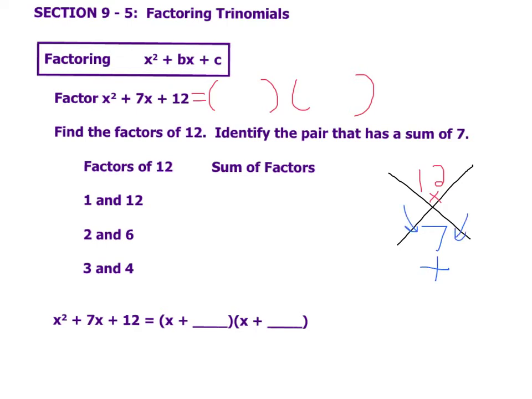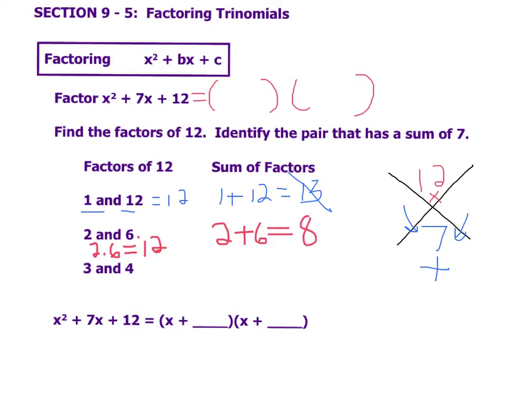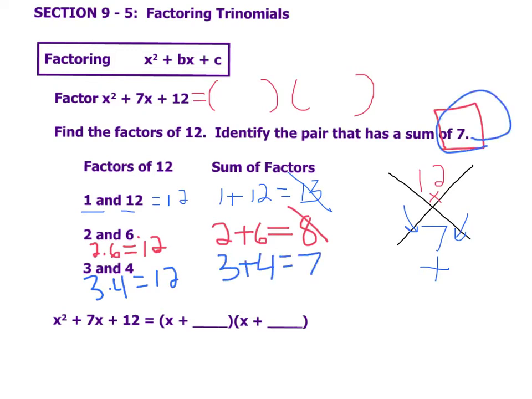So let's try this. Well, 1 multiplied to 12, that equals 12. But if we add 1 plus 12, we get 13. So that will not work. 2 multiplied to 6 is 12. That's true. Let's try adding them. 2 plus 6, well, that equals 8, and we want it to equal 7. So that won't work. Lastly, we know that 3 multiplied to 4, that equals 12. And if we add 3 plus 4, we get 7. So 3 and 4 both worked.